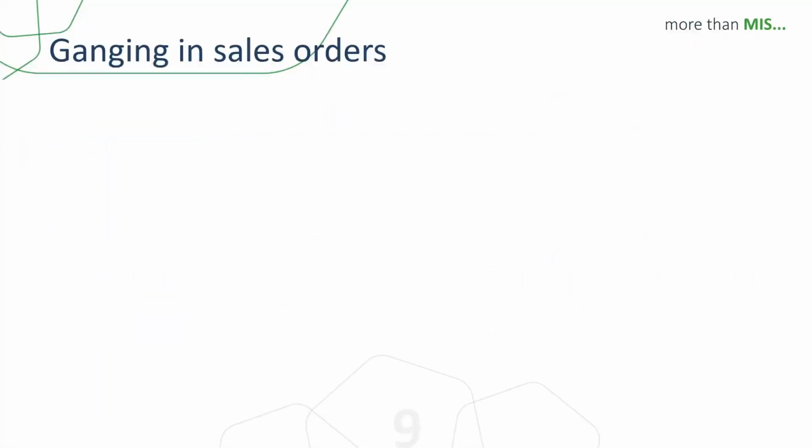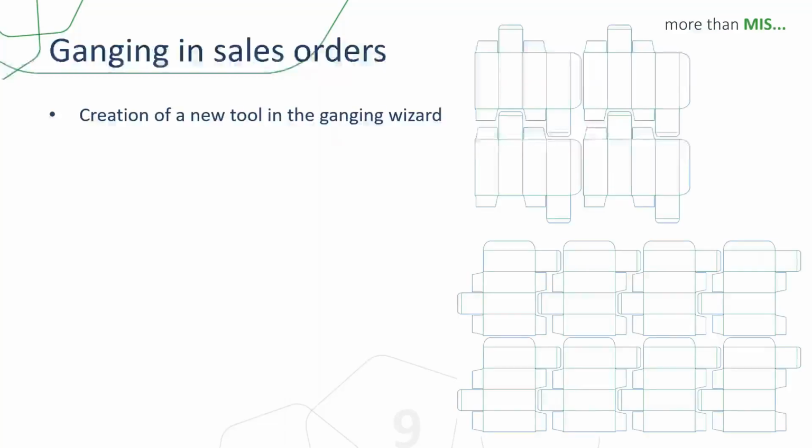Let's now move on to the next chapter, which is the ganging in sales orders. During ganging in sales orders, we will calculate the imposition of the different boxes based on the die cut tool. We now added also the creation of the die cut tool within this ganging wizard. I will show this later.